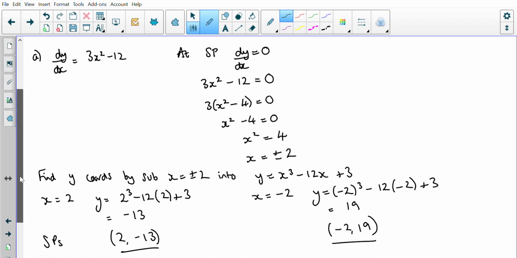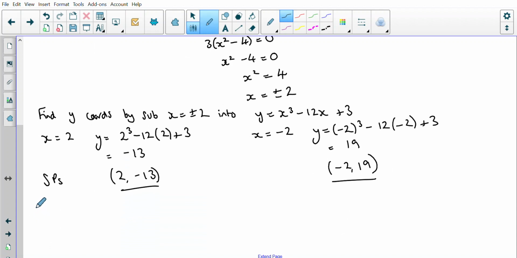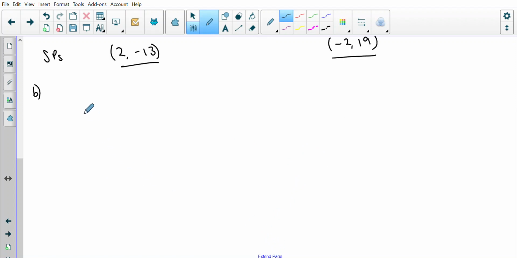Now we need to classify the stationary points. What that means is determine their nature, find out if they're a maximum or a minimum. So we're going to need to test the gradient either side of the x coordinates of the stationary point. And it can be quite nice to set up a table to do this. So we can have our x coordinate here, and then we're going to find the gradient at each of these x coordinates. So what we're testing is minus 2 and 2.